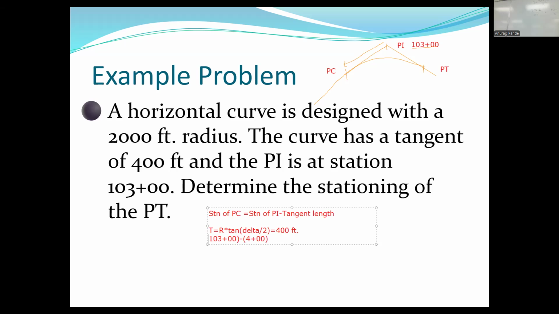So this is how you determine it, and in this case, what would that look like? That will be just 99 plus 00. What I did was I subtracted the 4 full stations from the PI.